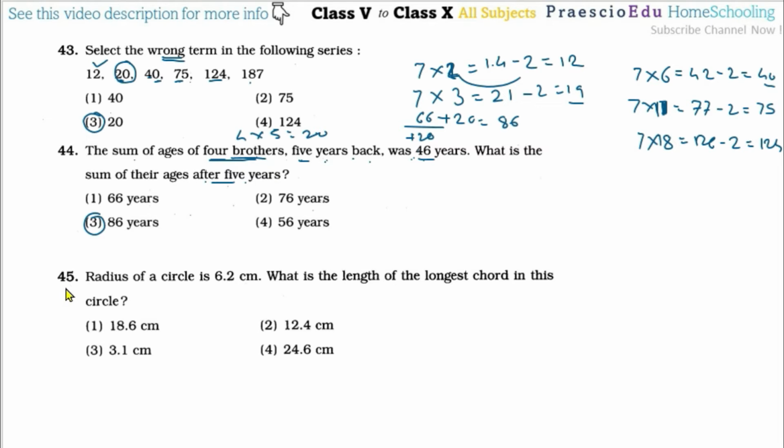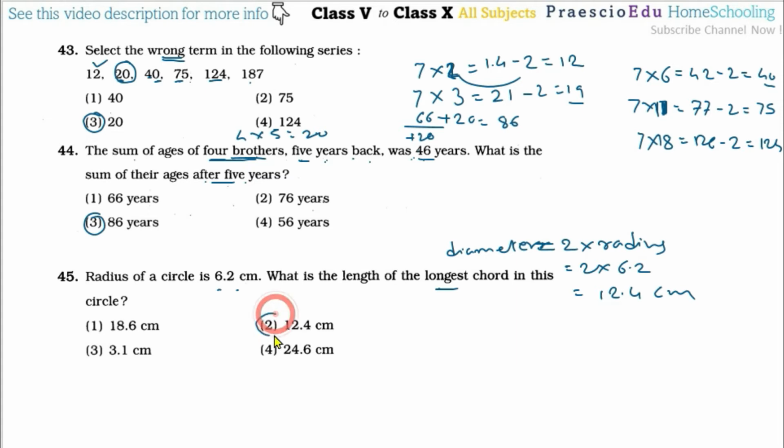Then question number 45, the radius of a circle is 6.2 centimeter. What is the length of the longest chord in this circle? We know the longest chord is the diameter, and diameter is 2 multiplied by the radius. So 2 multiplied by 6.2 is 12.4 centimeter. So 12.4 is given in option number 2.